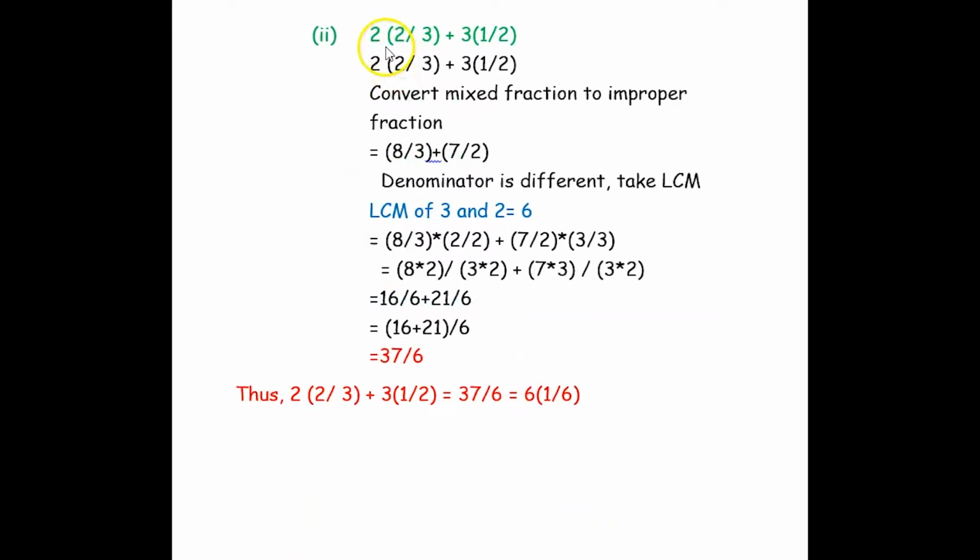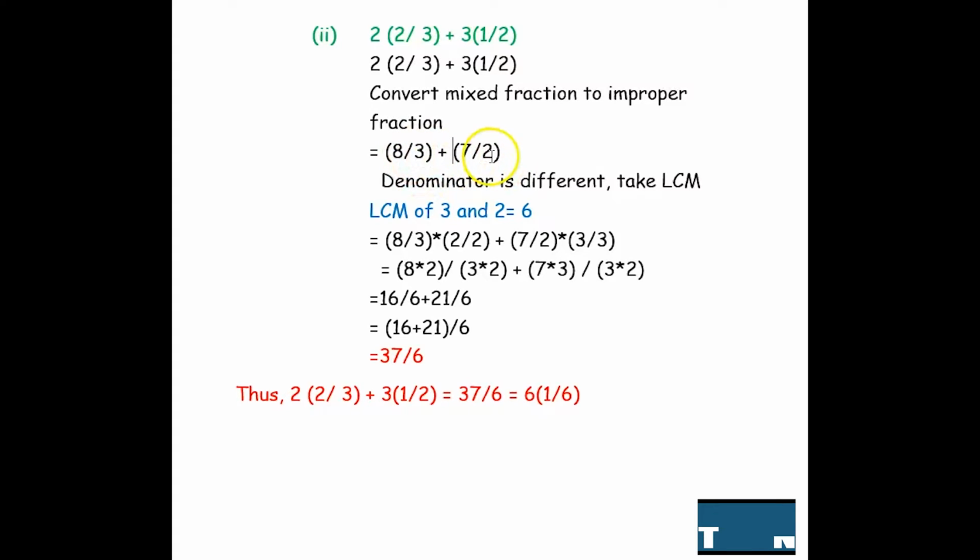Our next example is 2 divided by 3 plus 3 1 divided by 2. So now if you see the question, this is a mixed fraction. So we want to convert this mixed fraction into an improper fraction first, before we add. So how will we convert a mixed fraction to an improper fraction? We have to multiply this denominator number with this whole. So 3 into 2 is 6. 6 plus 2 will be 8. So 8 divided by 3 plus, again this 2 into 3 is 6 plus this numerator 1 will be 7 divided by 2. So now we want to add these two fractions.